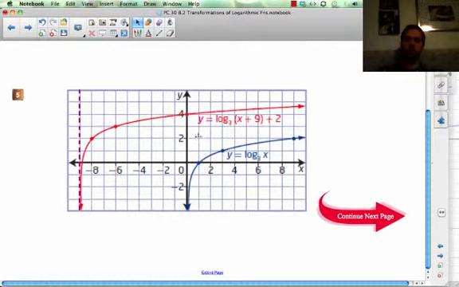But since we've had a horizontal shift, 9 units left instead of 0, we shift our asymptote 9 units left as well, and our new asymptote is at x equals minus 9. So it changes your domain as well, because now x will be any value greater than minus 9.